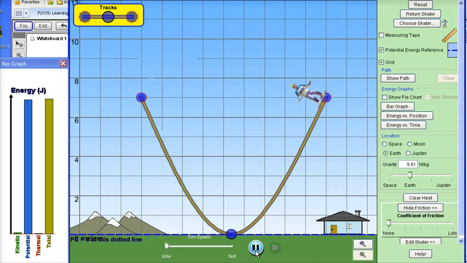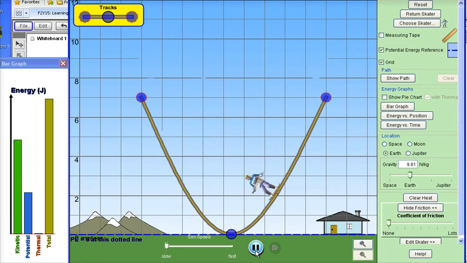Because he's kind of stuck there. There's no way for him to lose his energy, if you will. That's a loose statement. Basically, none of his mechanical energy is getting converted to other forms of energy, and therefore he will keep doing this. That's really what will happen.